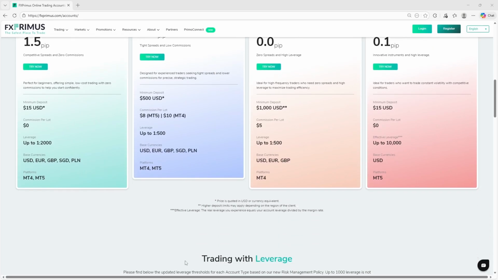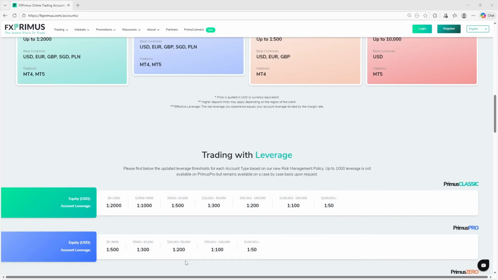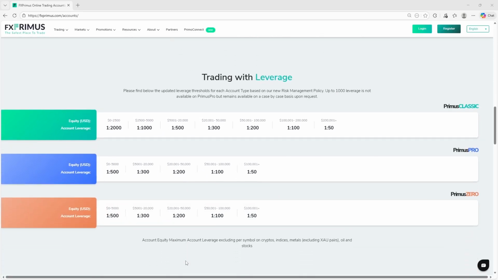Leverage scales dynamically based on equity tiers, meaning risk exposure increases as account balances change, which can be powerful but dangerous without disciplined risk management.